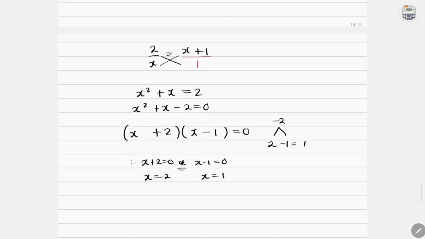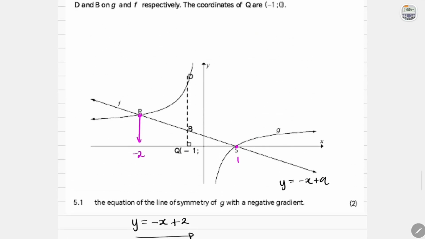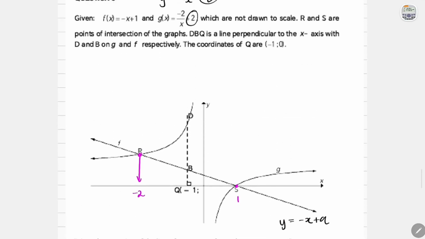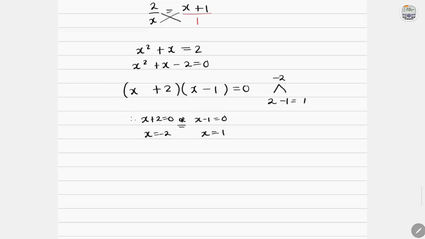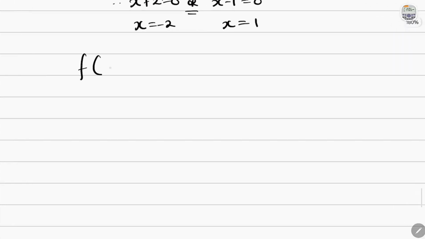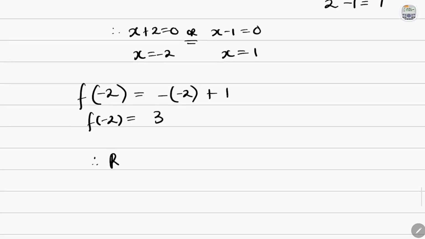So to finally find the corresponding y value, just take these x values and substitute them into either one of the equations of the graph because they lie on both graphs. Okay, so I'll take the easier equation, which is f, negative x plus 1, and I'll substitute. So f of x equals negative x plus 1. Substitute negative 2 first. f of negative 2 equals positive 2 plus 1, which is 3. So I can see clearly now that R is negative 2 and 3.